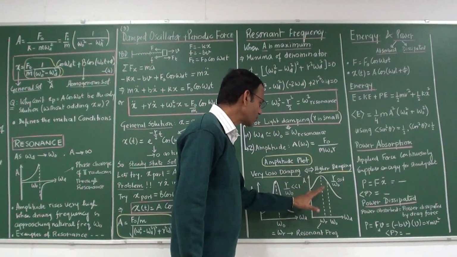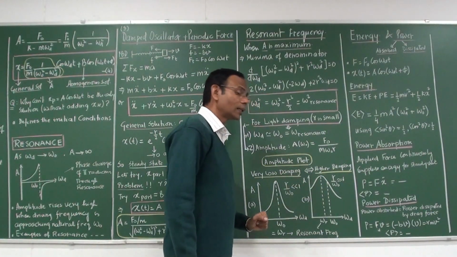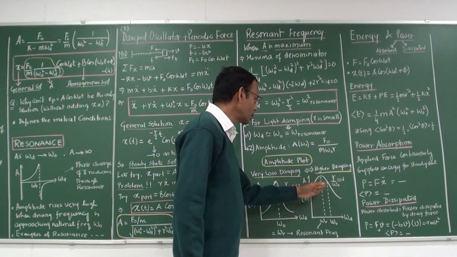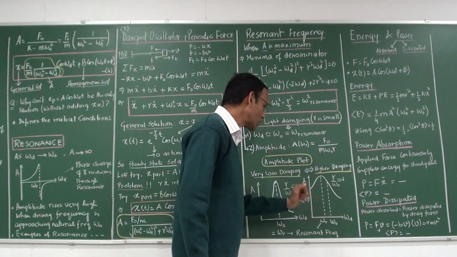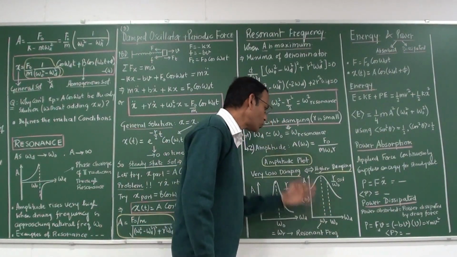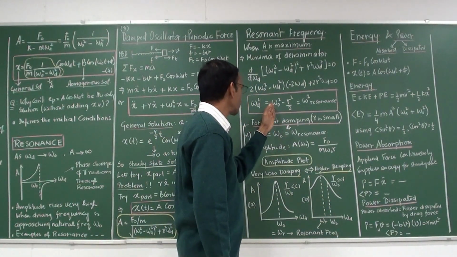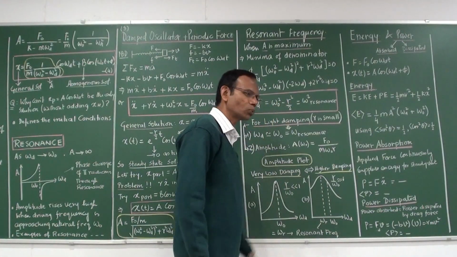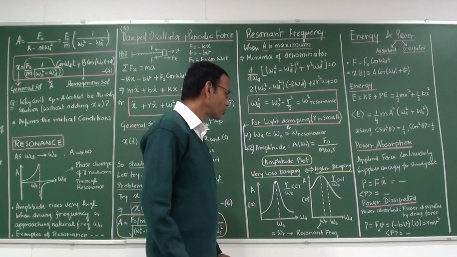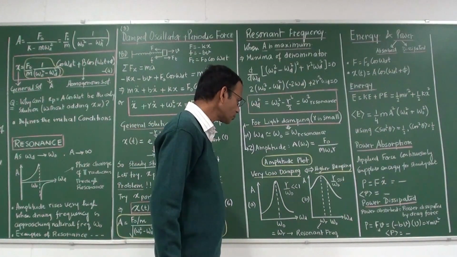Alright? So this is a very important case: in case of damping, when there is a periodic force, the resonant frequency is not at omega 0, but slightly before that. That is omega 0 square minus gamma square by 2. And from here, some problems also may be framed for your exam.